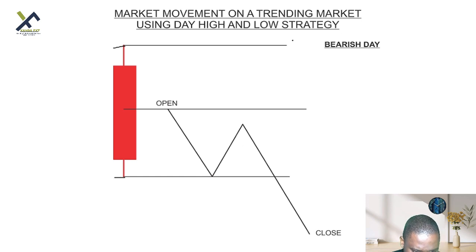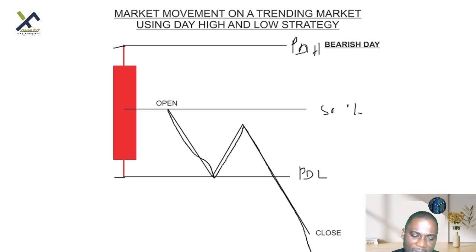Now this is the previous day high, and this is the previous day low. Now this one here is my 50% Fibonacci level. Now look at the opening of the new day candle. It opened from the 50%, tested the day low, retraced back to balance itself, then it moved down.